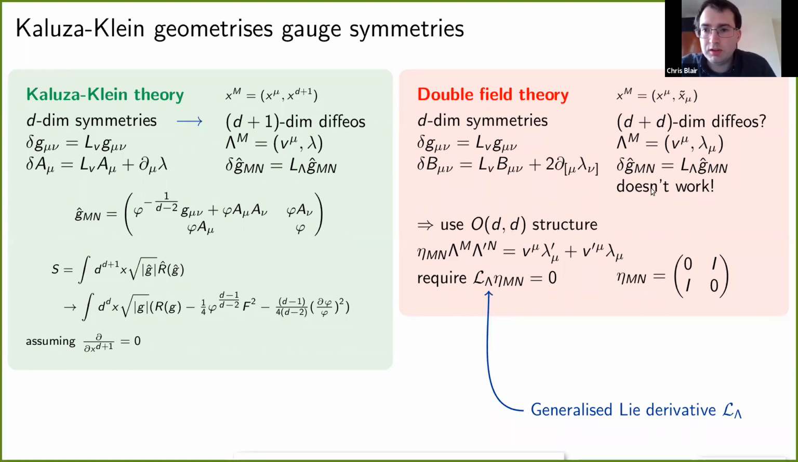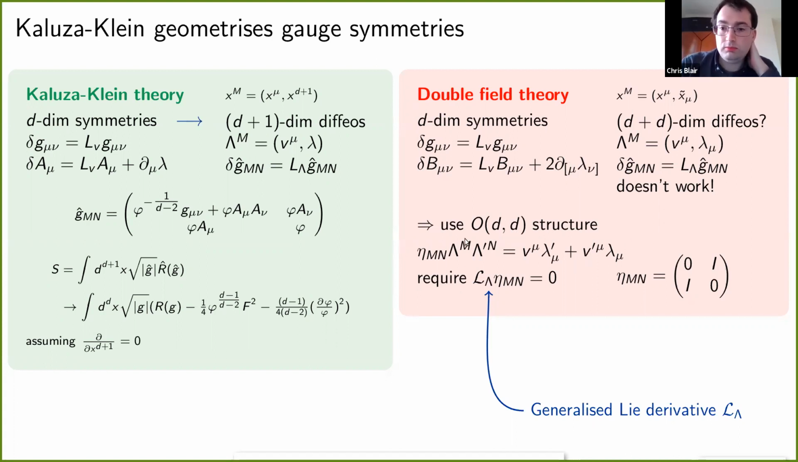So if I have two generalized vectors, I can write down a bilinear form involving this quantity eta, which is some bilinear form which is preserved by O(d,d) transformations. So it has this off-diagonal form. If you diagonalize it, you have plus 1 d times and minus 1 d times on the diagonal. So it's a split signature orthogonal form.